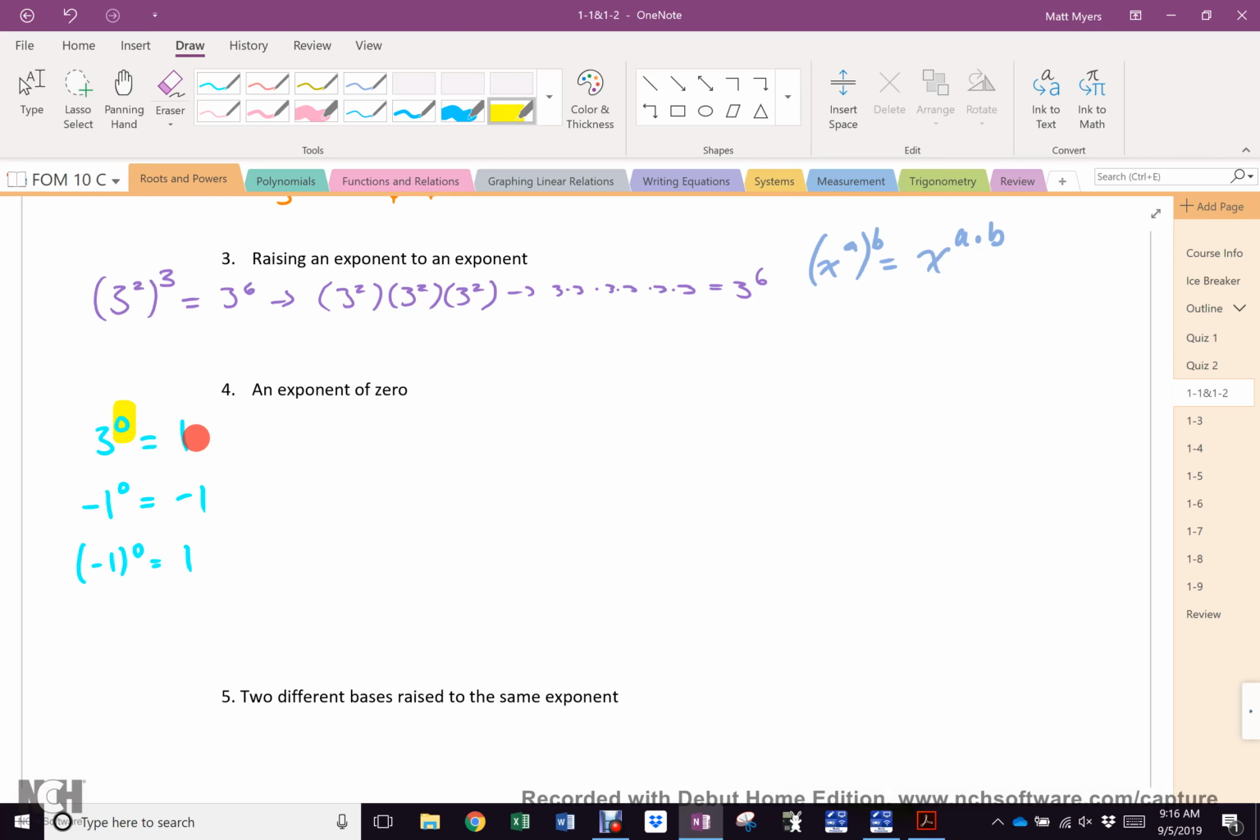Remember how I said I'm different from many other teachers? You will always get a straight answer from me. Do you know why? You're exactly right. This is why. 3 squared equals 3 times 3, which equals 9, right?